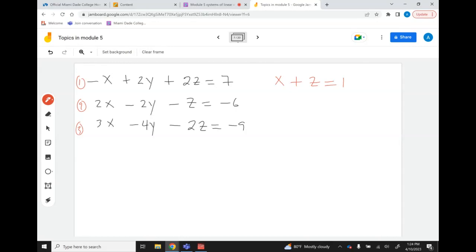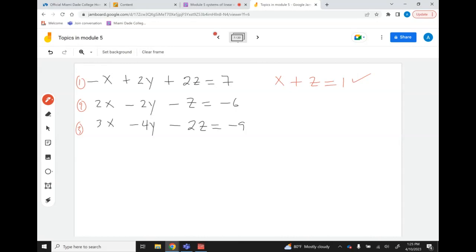2z minus z is just z. 7 take away 6 gives you 1. And I end up with this. So now I need to choose a different pair. Let me think which pair will make sense. I'm going to choose the first one and the third.